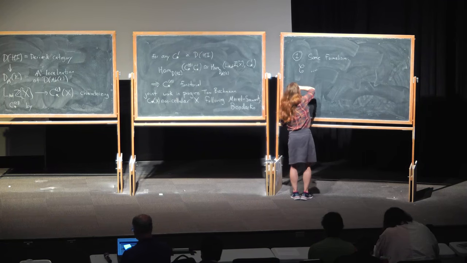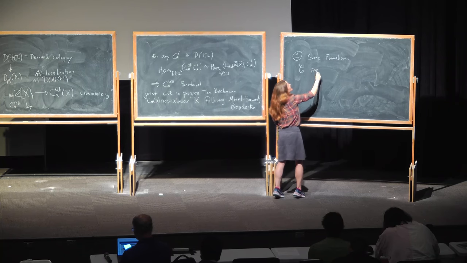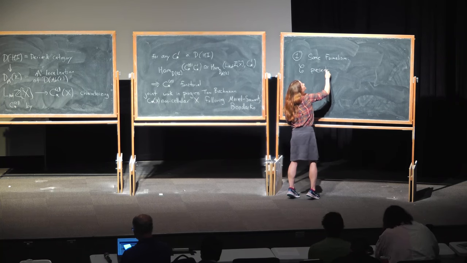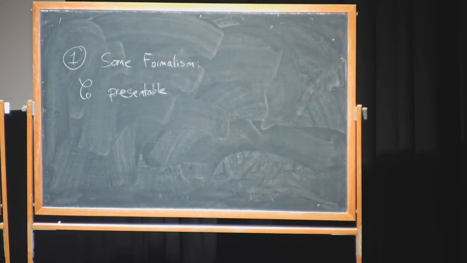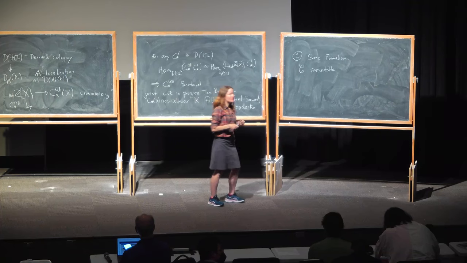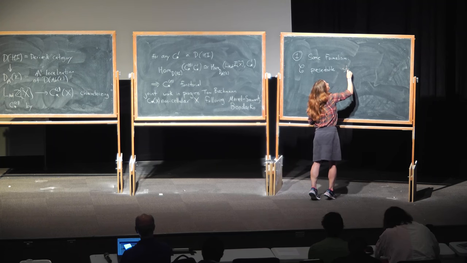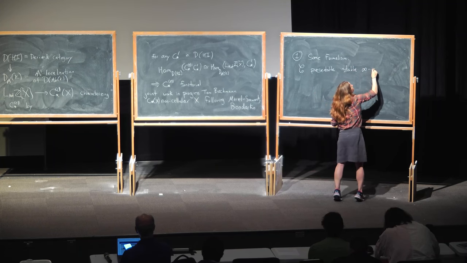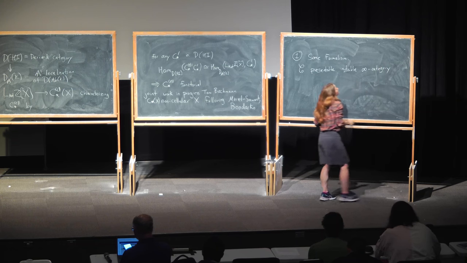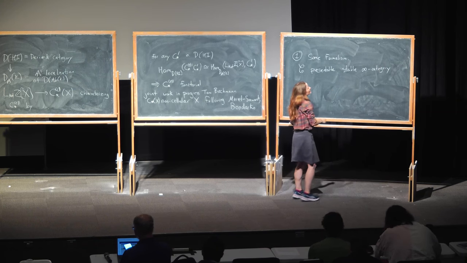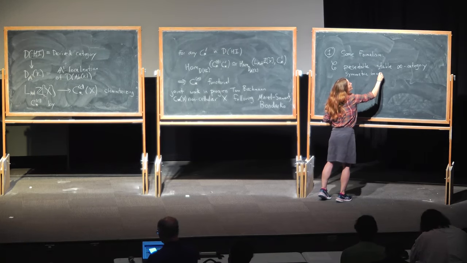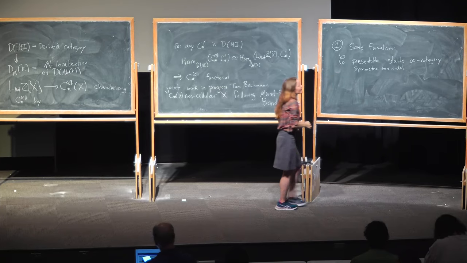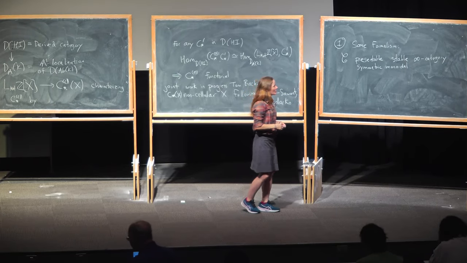We'll just let C be something called a presentable stable infinity category, and we'll assume it also has that tensor structure, the symmetric monoidal structure. And this becomes a whole lot more data. The stable infinity category is a whole homotopy theory.